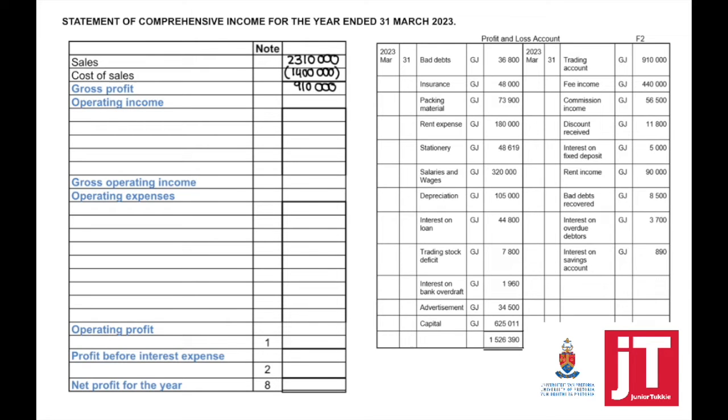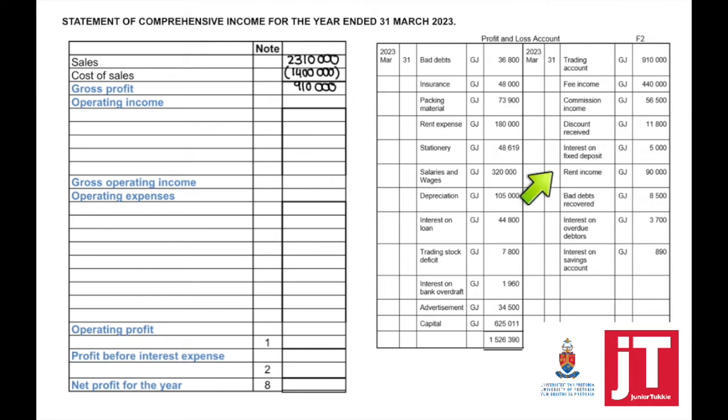Looking at our operating income, it means that we need to look at the profit and loss account. But now you need to be very careful. Everything is included except for interest income. So any kind of interest that the business received must be excluded. That will go to note number 1, which is interest income.